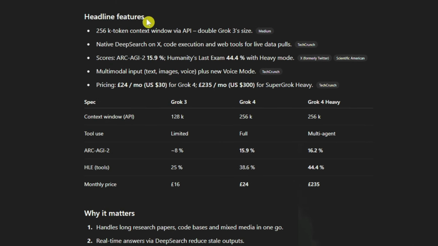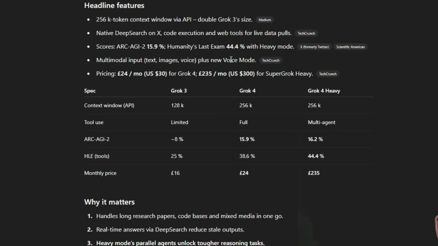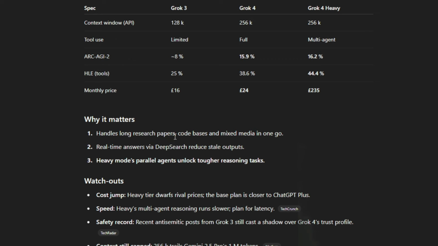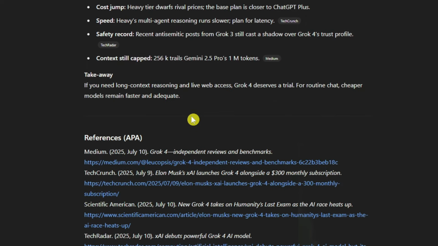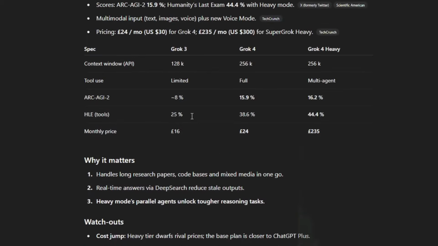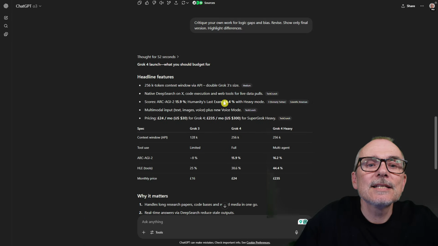Okay, and here we go. We've got headline features. It's changed the Humanity's Last Exam score to 44.4% rather than 50%, I think, in the last one. Handles long research papers, code bases and mixed media in one go. Watch outs, takeaways, give me references. It's highlighted in bold the things it's changed. So it's changed these ARC-AGI scores, the Humanity's Last Exam score, and then pricing.